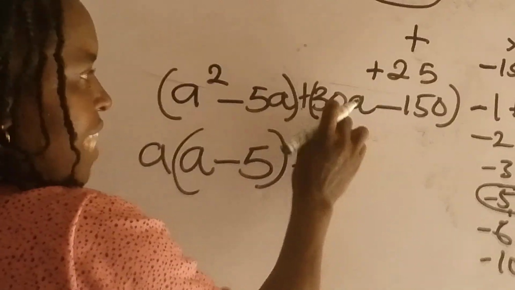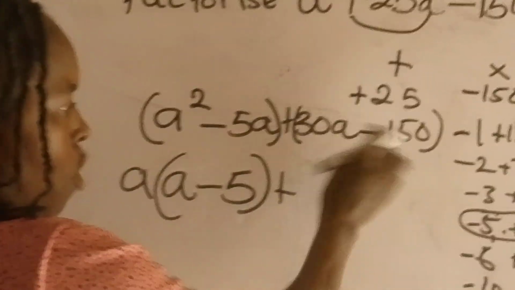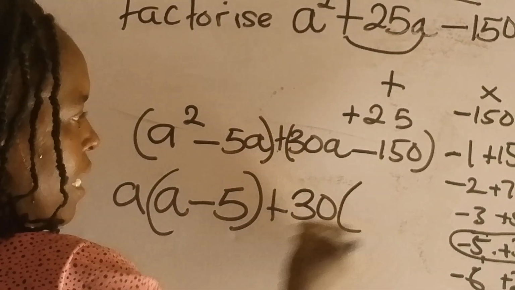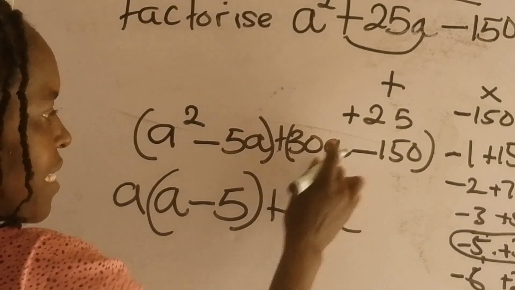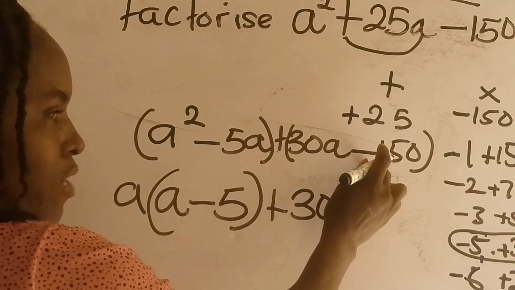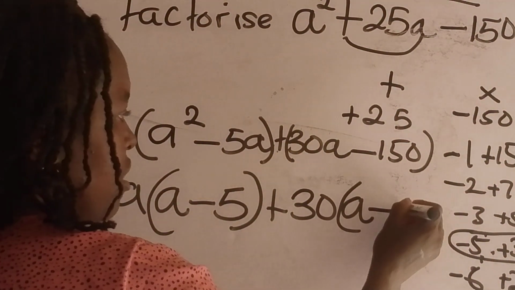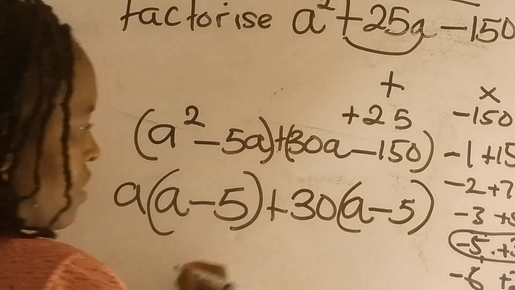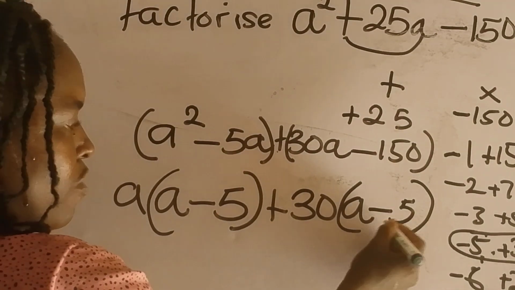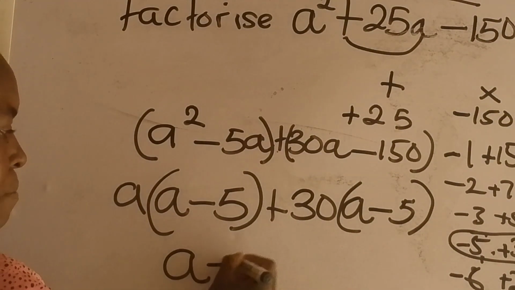What is a common factor in 30a and 150? 30 is a common factor. Fix in your 30, right? Open another bracket. Now 30a divided by 30, you still have a. Minus 150 divided by 30, you have 5. Close the bracket. Now you can see that this a minus 5 is also a minus 5. Out of these two brackets, pick one out, which is a minus 5.